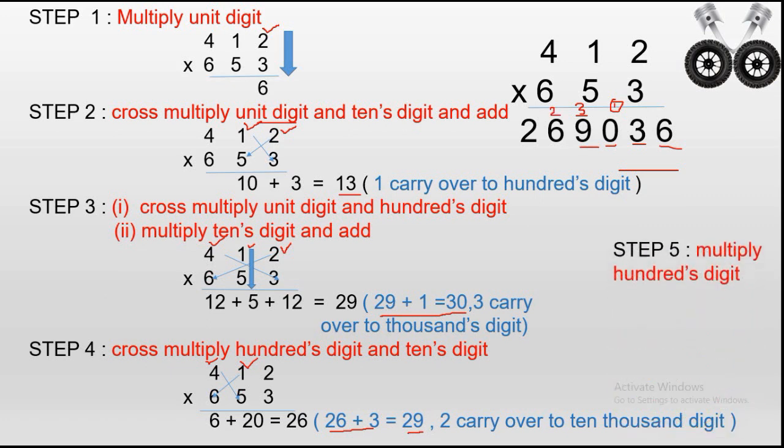Step 5. Multiply 100 digit. So that is, we have to multiply the numbers which are present in the 100th place. The numbers are 4 and 6. 4 into 6 is 24. Already we have the carryover 2. So 24 plus 2 is 26. That should be written in the 10,000 place and lakh. So the answer presented here is 2,69,036.